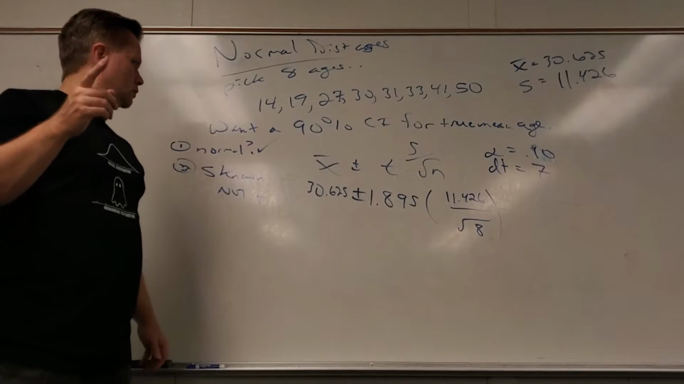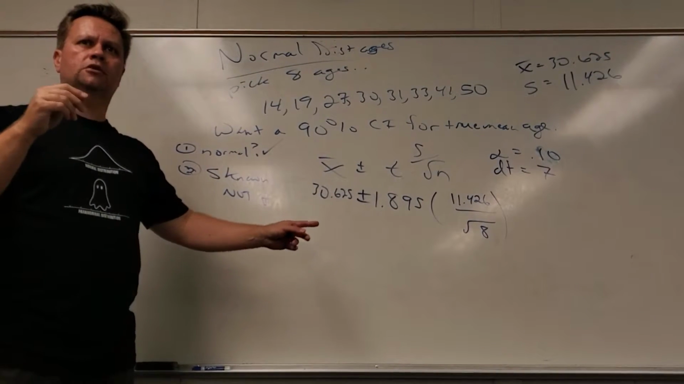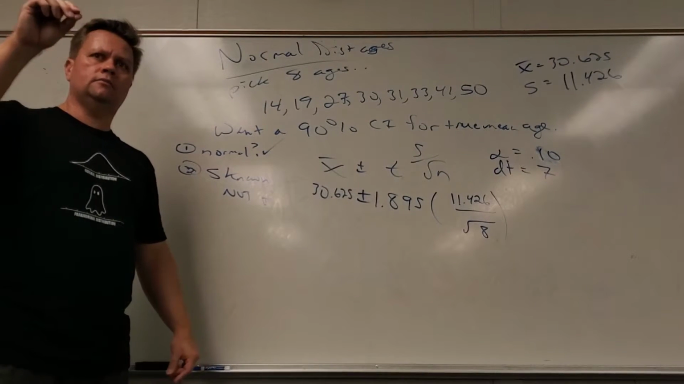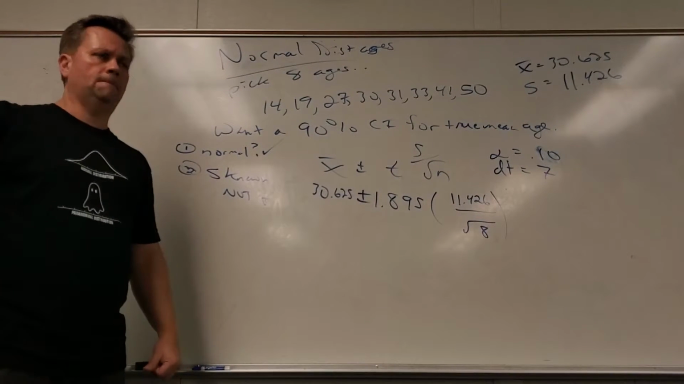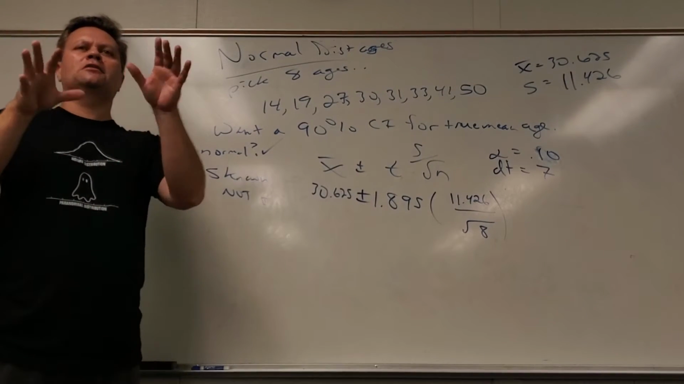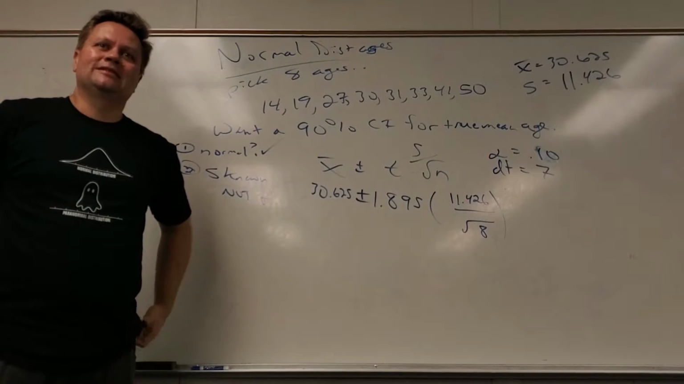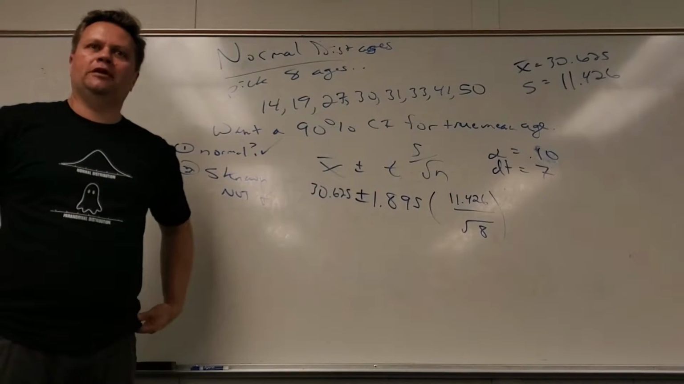Degrees of freedom is always N minus 1. You need to be careful. So far that is it. There will be other degrees of freedom that we'll learn later. But right now it's N minus 1.